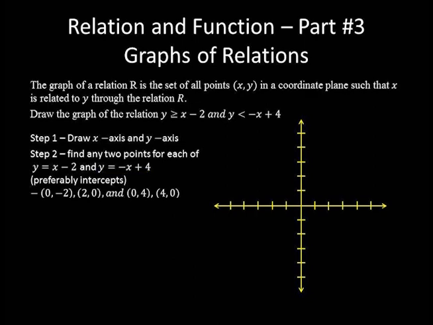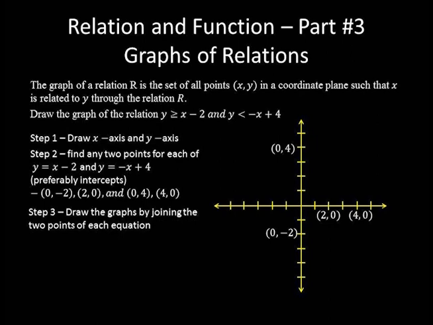We can locate each of these four ordered pairs, or each of these x-intercepts and y-intercepts, on the xy plane we drew. 0 comma negative 2 means 2 units below the origin. 2 comma 0 means 2 units to the right of the origin. 0 comma 4 means 4 units above the origin. And 4 comma 0 means 4 units to the right of the origin. Step 3. Draw the graphs by joining the 2 points of each equation.